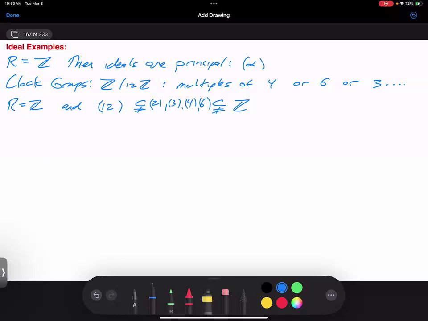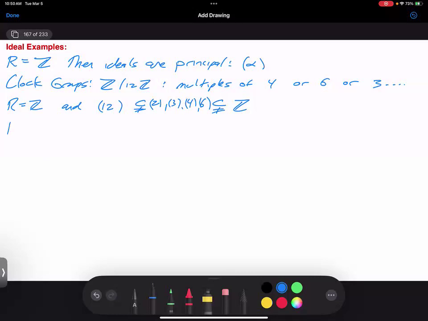Anything else? Could I have multiples of 5? No. Could I have multiples of 7? No. 8? No, because 12 would not be a multiple of 8. Multiples of 9? Nope, 12 is not going to be a multiple of 9. So I have several different ideals that are larger than 12, but smaller than Z.